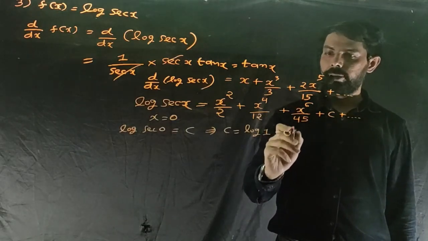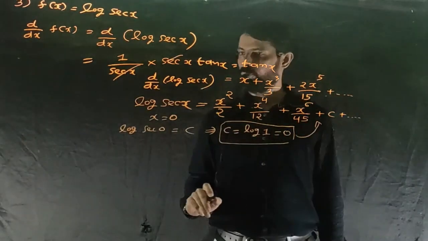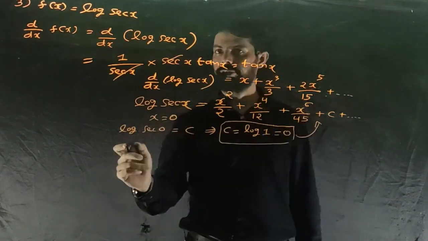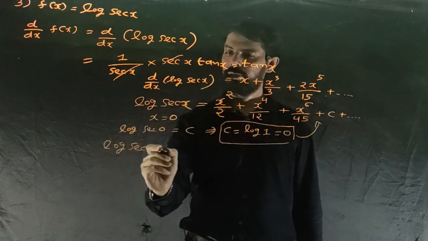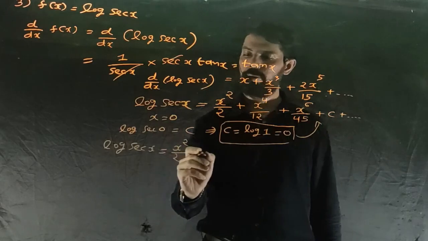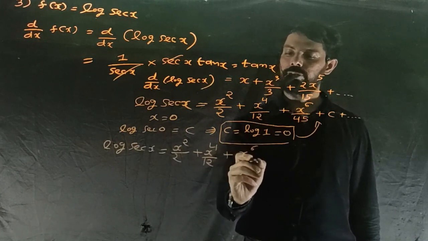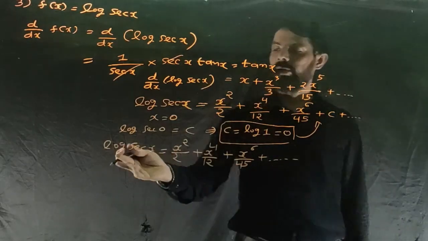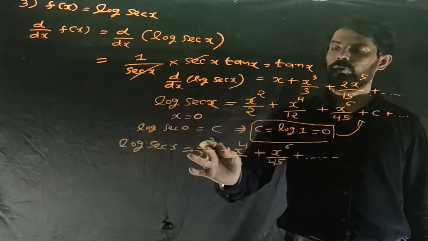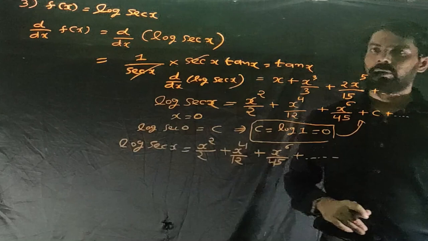Now putting this value of c in this series, the Maclaurin series for log sec x is equal to x square by 2 plus x raised to 4 by 12 plus x raised to 6 by 45 plus so on. So the Maclaurin series for log sec x is x square by 2 plus x raised to 4 by 12 plus x raised to 6 by 45 plus so on.